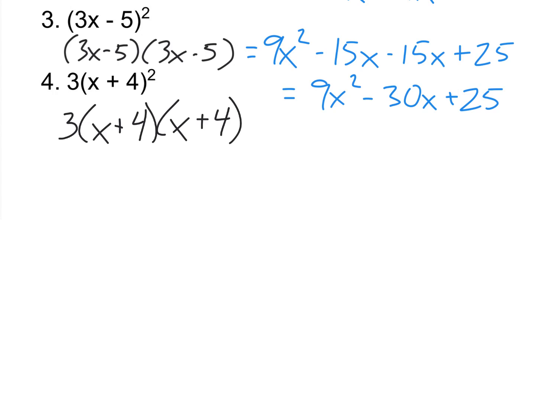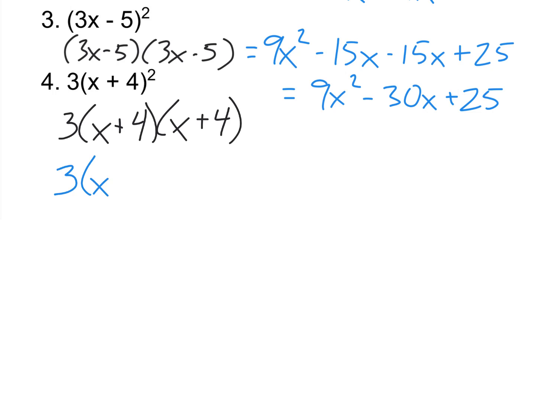Then, you have a choice about what you do next. Some people will multiply the 3 in. If you do that, it only multiplies into one set of parentheses because it only appears once. Or you can multiply the two parentheses together and then deal with the 3 after that. I find the latter option to be the easier, so that's what I'm going to do. I'm not going to touch the 3 yet, but I am going to multiply x plus 4 times x plus 4. But again, either way works.